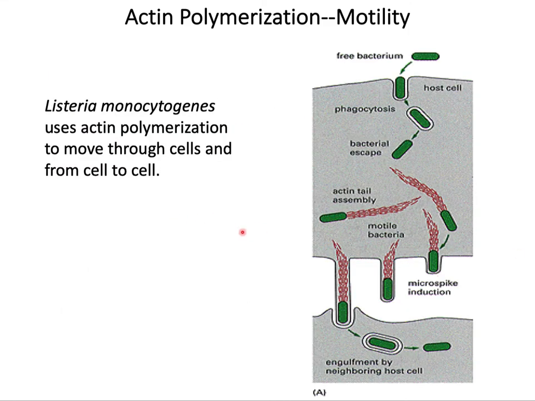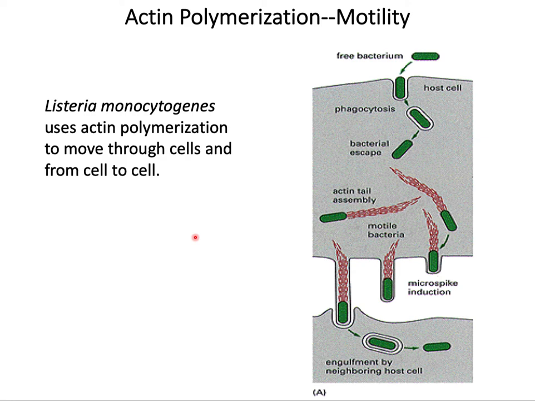What is really interesting is that some intracellular pathogens can hijack this actin polymerization system to move throughout the cell. One example of those pathogens is Listeria monocytogenes. Listeria monocytogenes is a bacterium. It is a foodborne pathogen, and you often hear of recalls of dairy products or processed meats like deli meats that might be contaminated with Listeria.